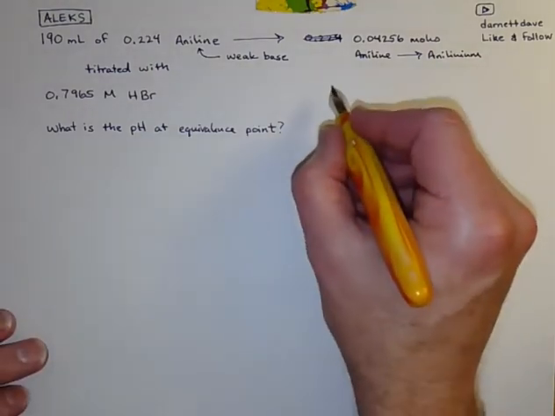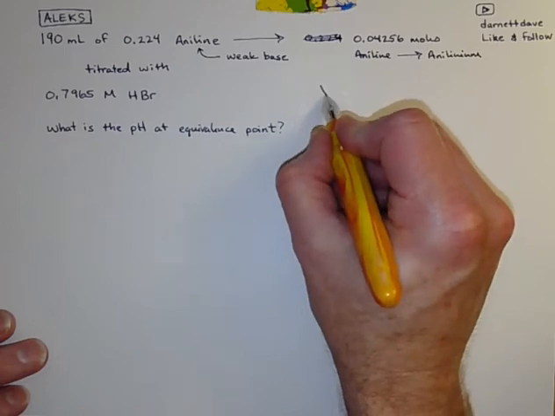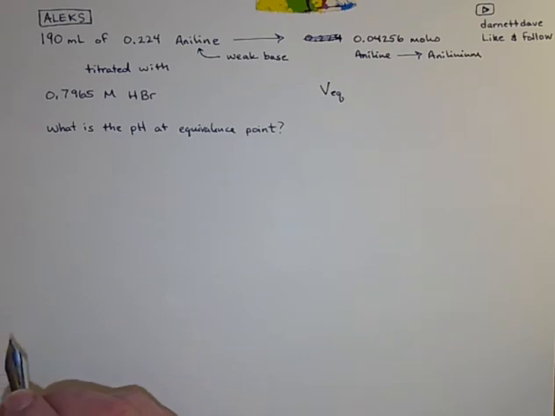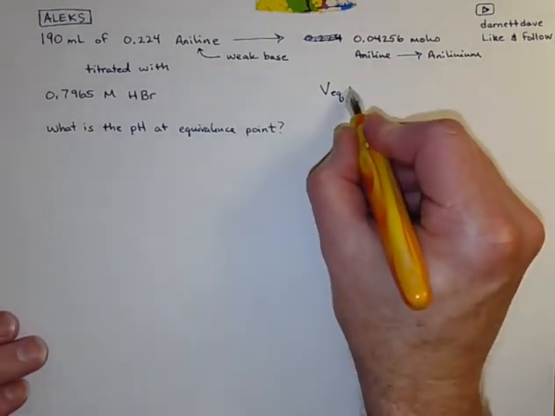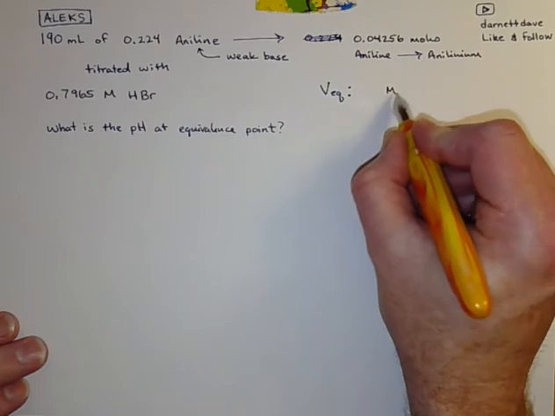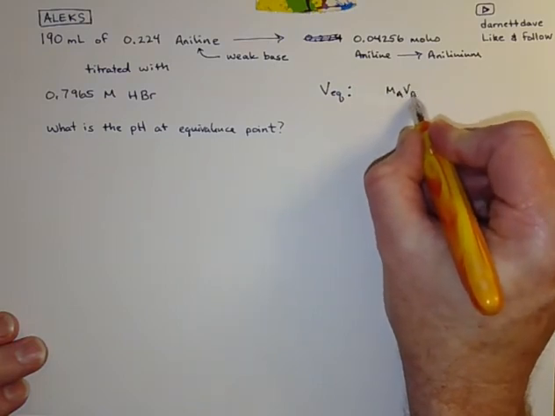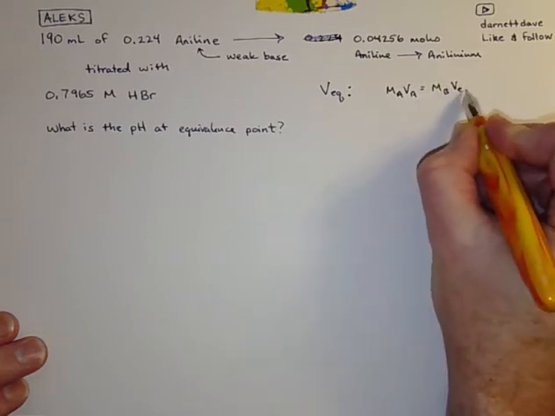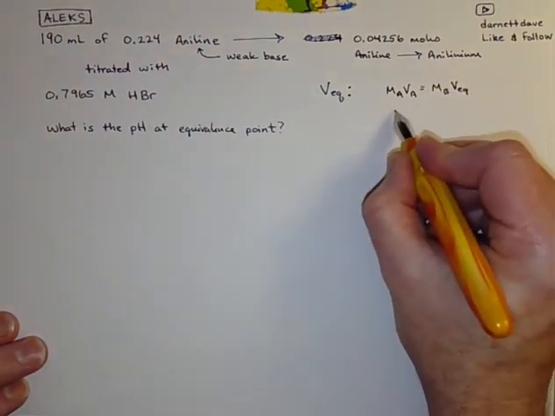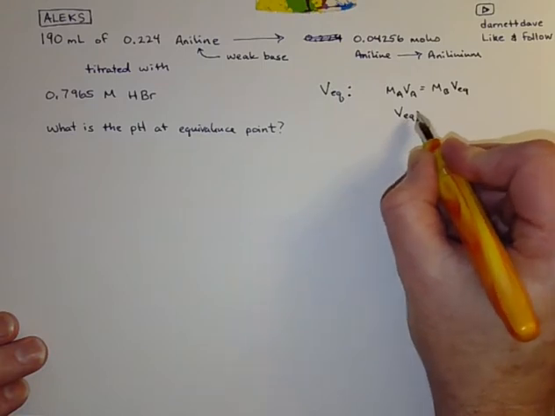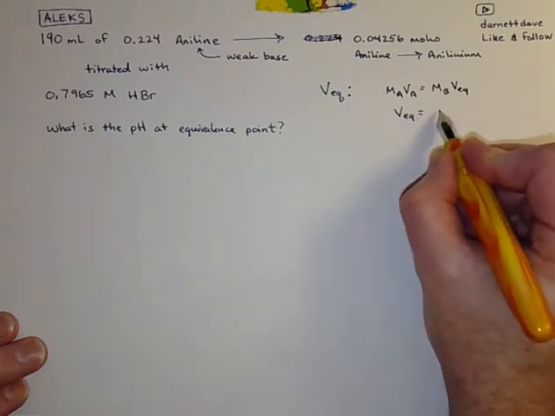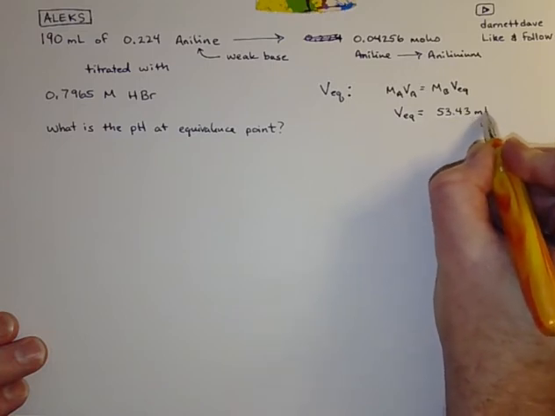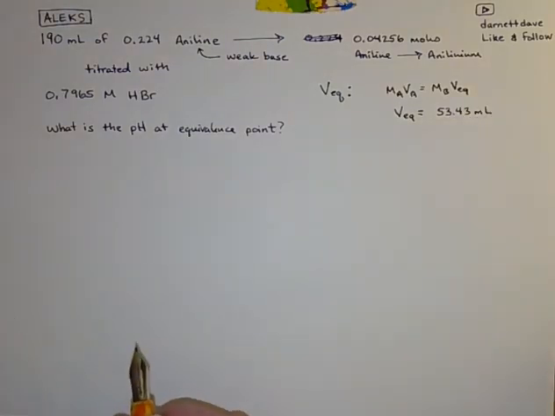We could also go ahead and calculate the equivalence volume, so we know how much the volume is changing. And so to calculate the equivalence volume, we're going to start with molarity of acid times volume of acid equals molarity of base times the volume at the equivalence point. And if we do that, we calculate the volume at the equivalence point to be 53.43 milliliters. That's the amount of base that we're going to add.